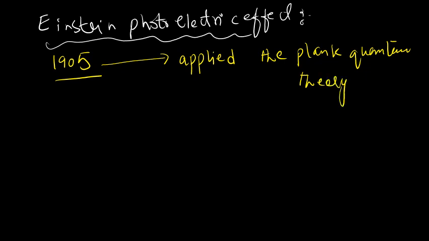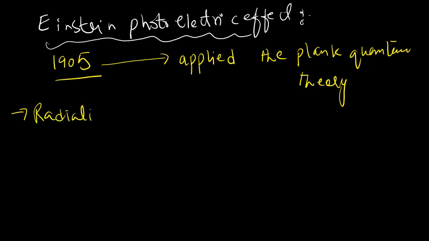Now, what was the Planck quantum theory? It was that the transfer of energy, in the case of black body, between the wall of the cavity and the radiation takes place in a discrete form, that is, in the form of discrete packets of energy called quanta. Later on, Einstein said that light itself consists of packets of energy, which was later named photon.